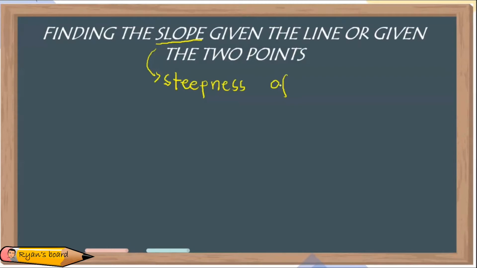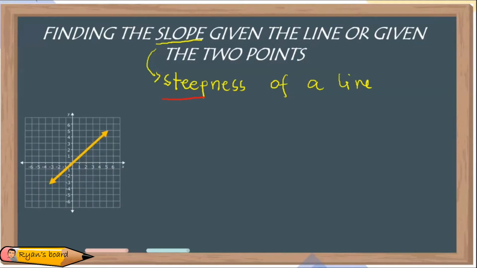Steepness of a line. So when we say steep, it means tarik. So when we say find the slope of the line, what it actually means is find the tarik of the line. Okay? Now, let's say for example, we have this kind of graph. From the left side, paakyat to the right side. Kapag ganyan yung ating line o yung ating graph, yung kanyang slope ay positive.